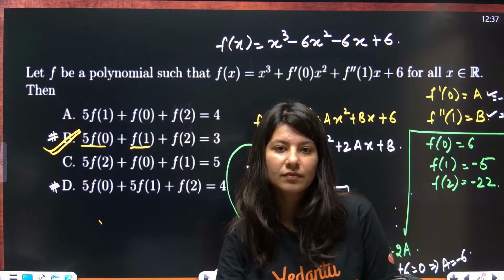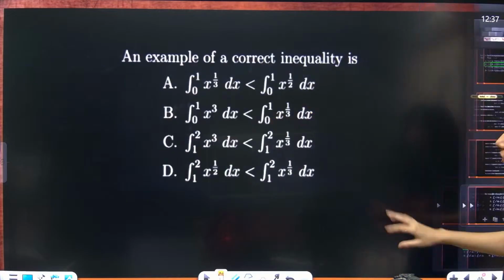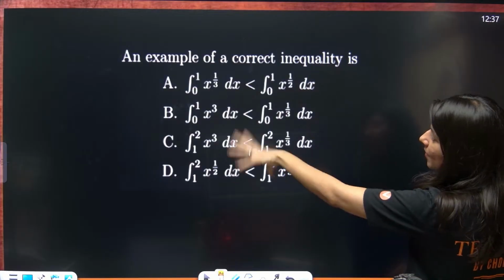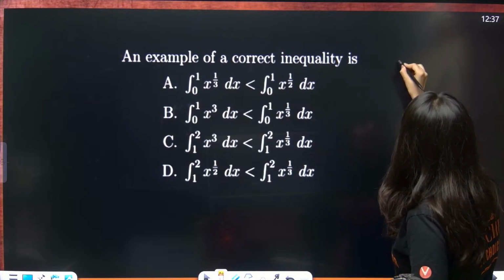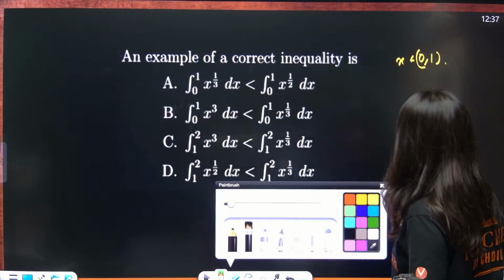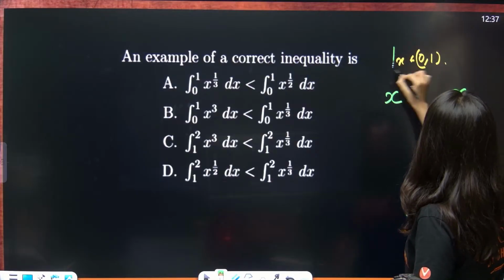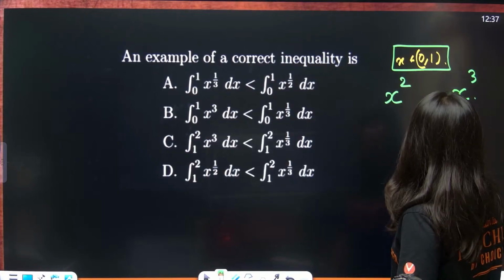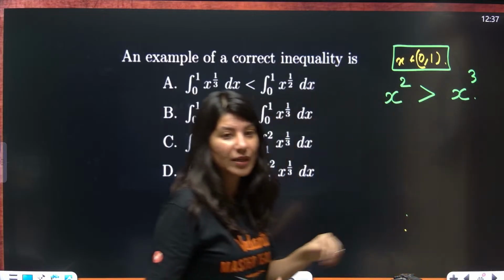Everybody? Getting it? Okay. Now the next question will be done if you know the basics of mathematics. Just tell me one thing. They are talking about inequalities based on 0 to 1. When x belongs to 0 to 1, this is your x, this is also your x, okay? Just tell me, x square or x cube, which one is bigger? X square will be bigger for x belonging to 0 to 1.